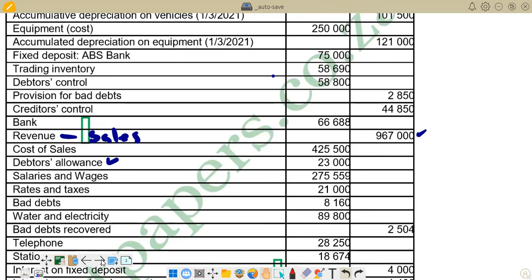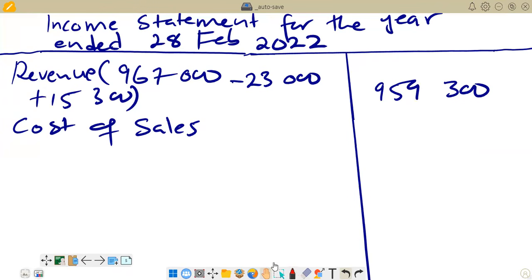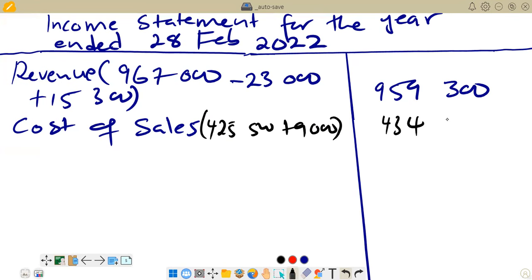So we go to the answer section and make the adjustment. On cost of sales, in brackets, remember we have got 425,500. Then we add the 9,000. If you make that calculation, you're going to get 434,500. So remember, it's cost of sales we are subtracting to get our gross profit. So the figure that we get here now becomes our gross profit for the year.